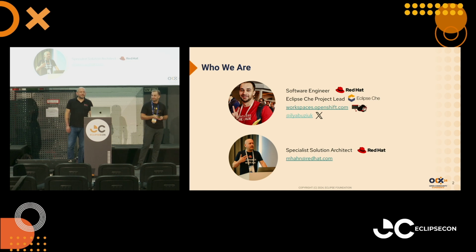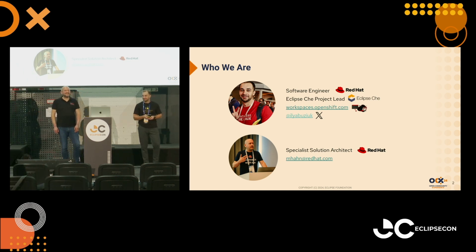Hi everyone, my name is Manuel Hahn. I'm a specialist solution architect. Sorry, I still need to switch to English. For Red Hat, and they're responsible for everything regarding modern software engineering and AI for the German public sector.